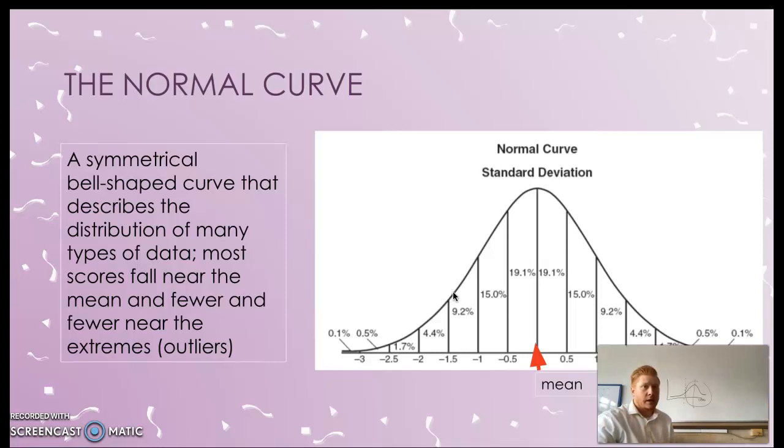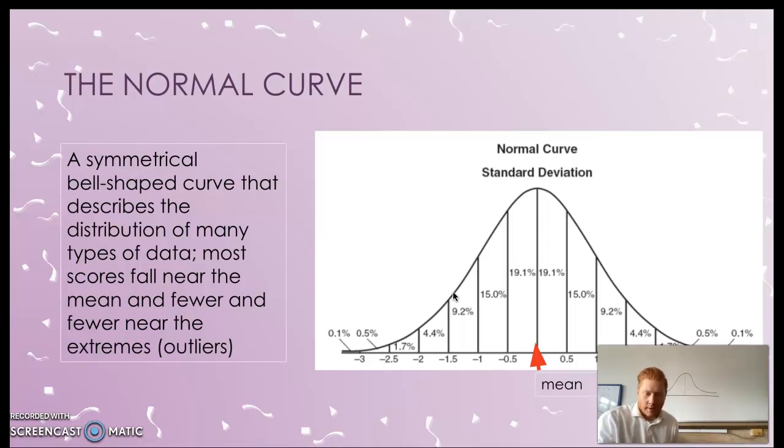This is that normal curve. So a symmetrical bell-shaped curve that describes distribution in many types of data. Most scores fall near the mean and fewer towards the outliers. And really what you want to then look at is within, this is going to get into standard deviations. So when you have a normal bell curve, right down the middle. Your standard deviation is like the average distance from the mean, where scores tend to fall in.